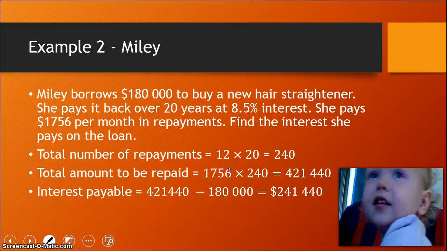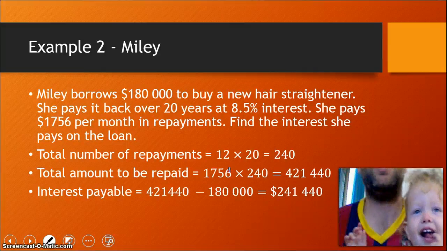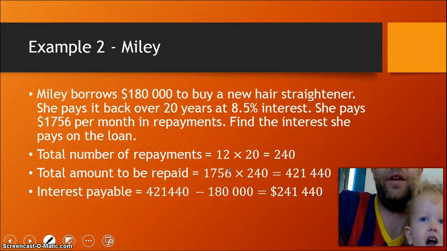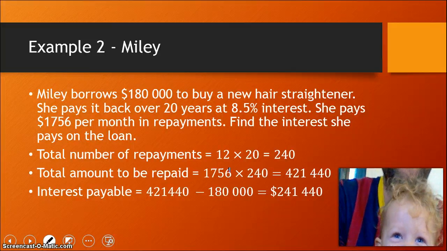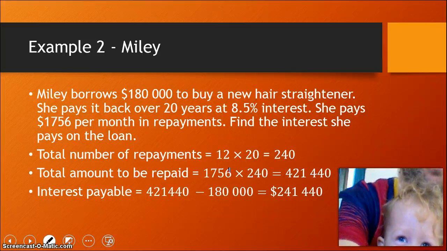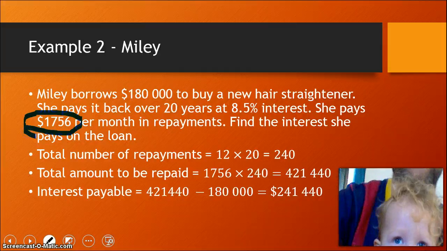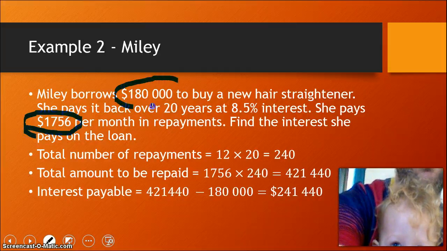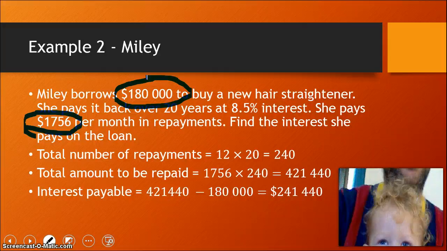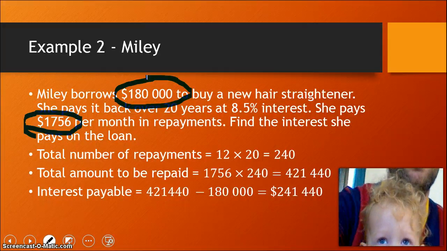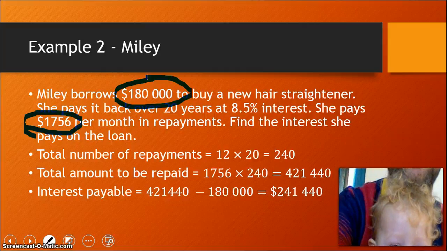Miley, my best mate Miley, borrows $180,000 to buy a hair straightener. Now she pays it back over 20 years at 8.5% interest. She pays this amount per month for her repayments. So we're going to take all the key information and have a look. We know the repayments now. We know the principal. We just need to work out how much in total she pays in interest.